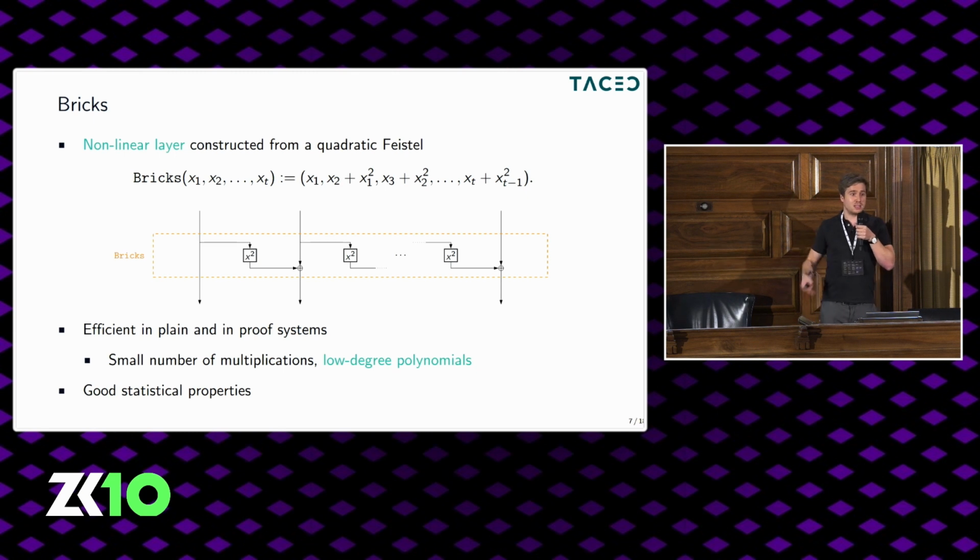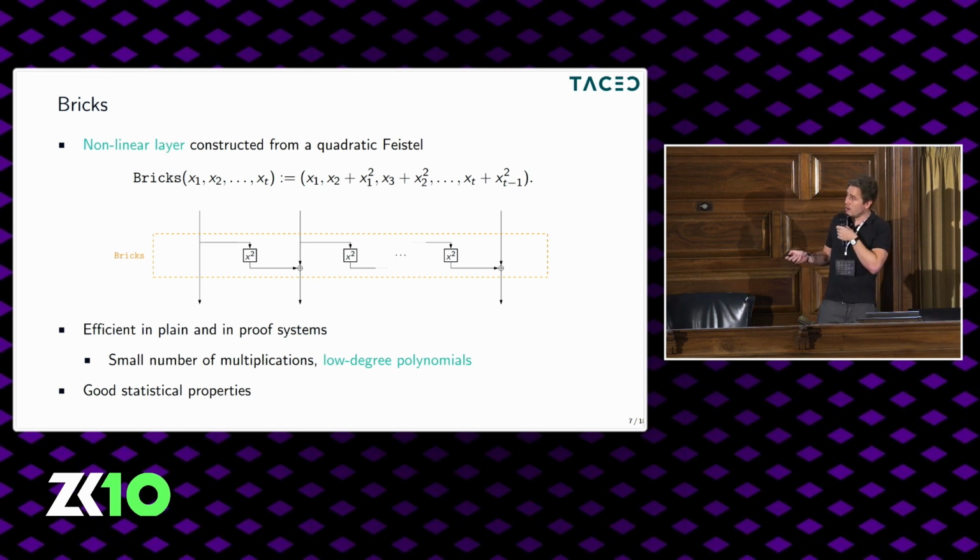And we do this since it has several different advantages. On one hand, it is very simple, requiring just one addition and one multiplication per field element, so it will be very fast in plain. And also, since we only have one multiplication, it's just a degree 2 polynomial that we evaluate here, so it will also be very efficient inside of a zero-knowledge circuit.